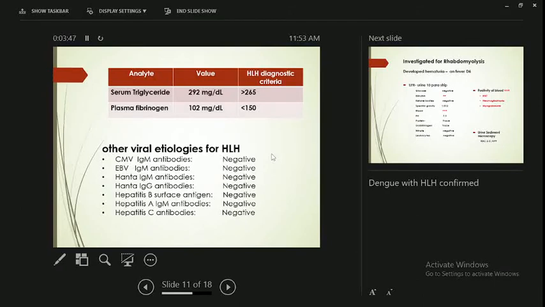For supportive investigation for HLH, they performed serum triglyceride levels and plasma fibrinogen. Elevated serum triglyceride level and low plasma fibrinogen levels were compatible with HLH diagnostic criteria. To find the viral etiology for HLH, they performed all viral serology testing, and all were negative.